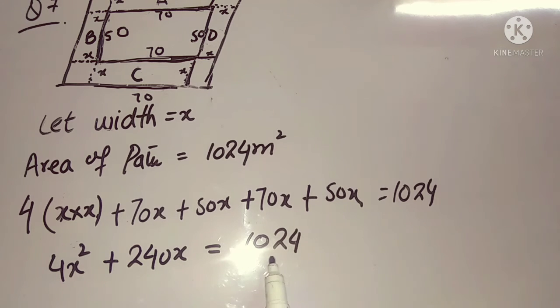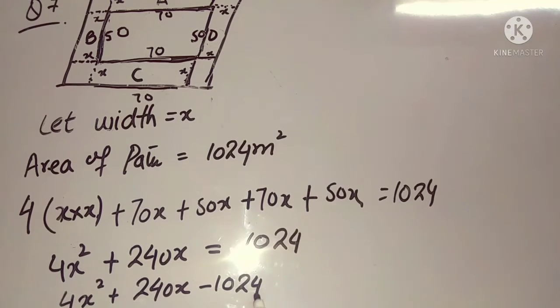Okay, so as we have to find out the value of x, which is width, we need to move this 1024 to this side so we can make a quadratic equation and we can factorize it. So here I'm going to move it to this side, so we'll get 4x square plus 240x minus 1024 is equal to 0. So this is our equation. Now we are going to factorize it.